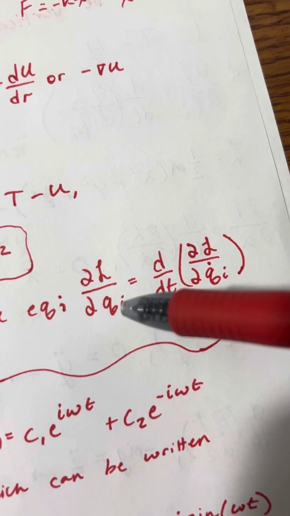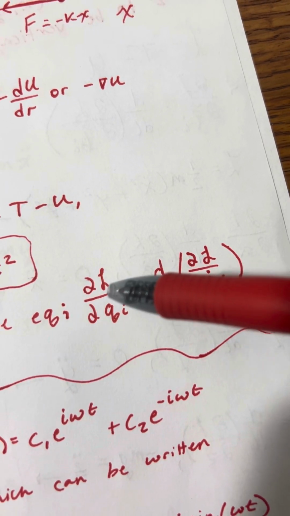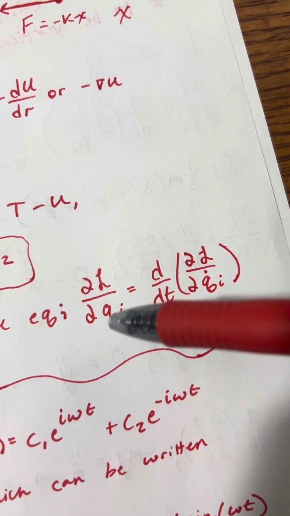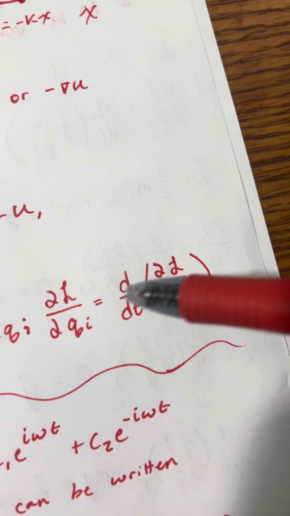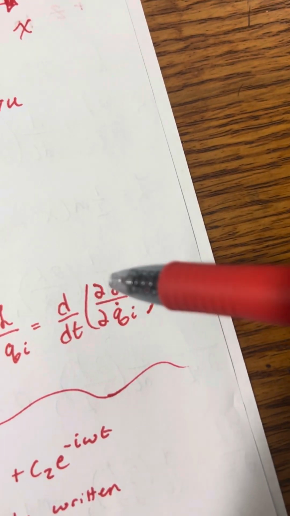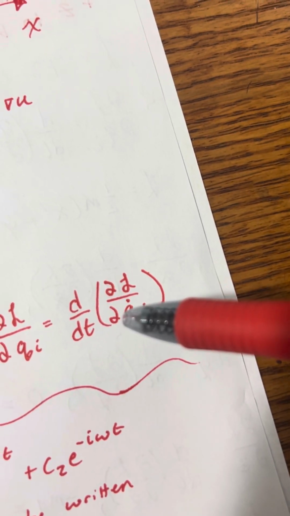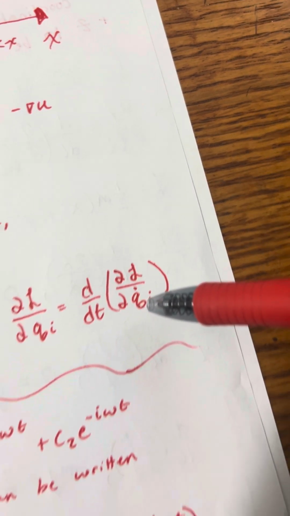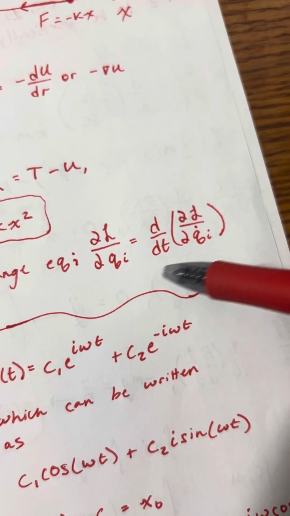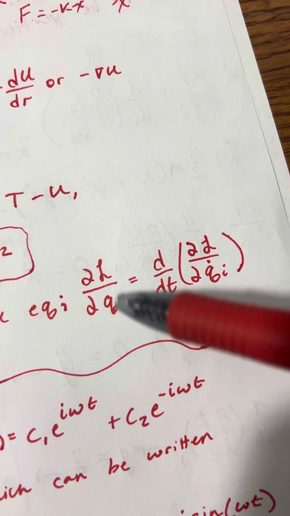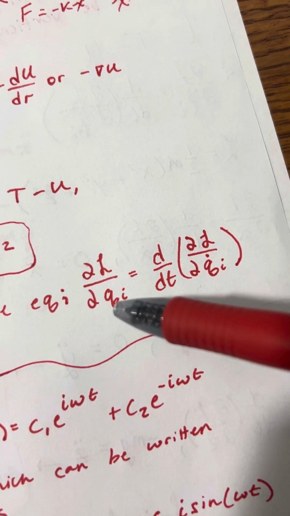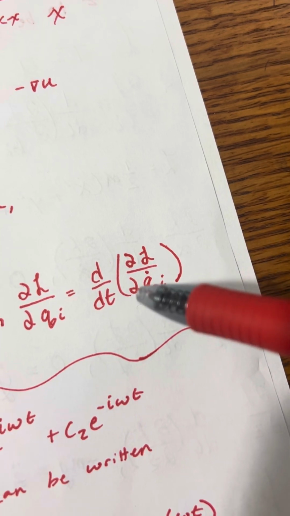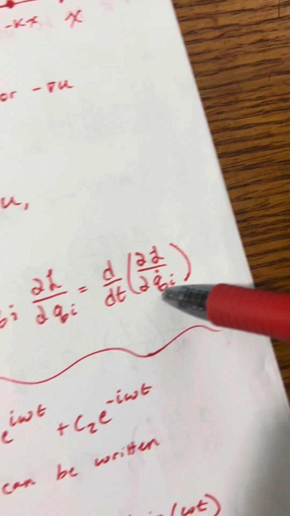So in general, this Euler-Lagrange equation is the partial of the Lagrangian with respect to q sub i, which is our position coordinate, is equal to the first time derivative of the partial of the Lagrangian with respect to q dot sub i, which is our general velocity. And so for our specific situation, we're going to be doing the partial derivative on the left with respect to x, and on the right, we're going to be doing the partial derivative of the Lagrangian with respect to x dot.